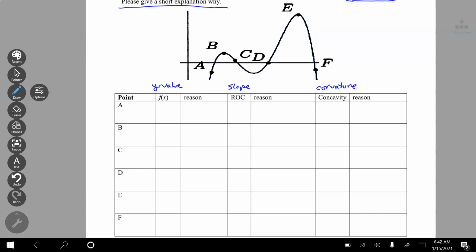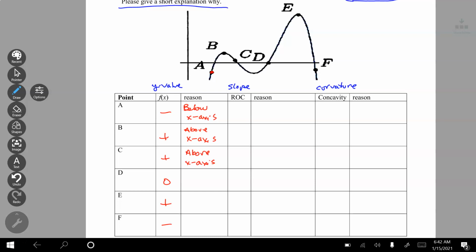Okay, so at point A right here, obviously this f of x value is negative, b is positive, c is barely positive, d is 0, e is positive, and f is negative. And the reason why this is a negative value at A is because it is below the x-axis. Point B is above the x-axis.